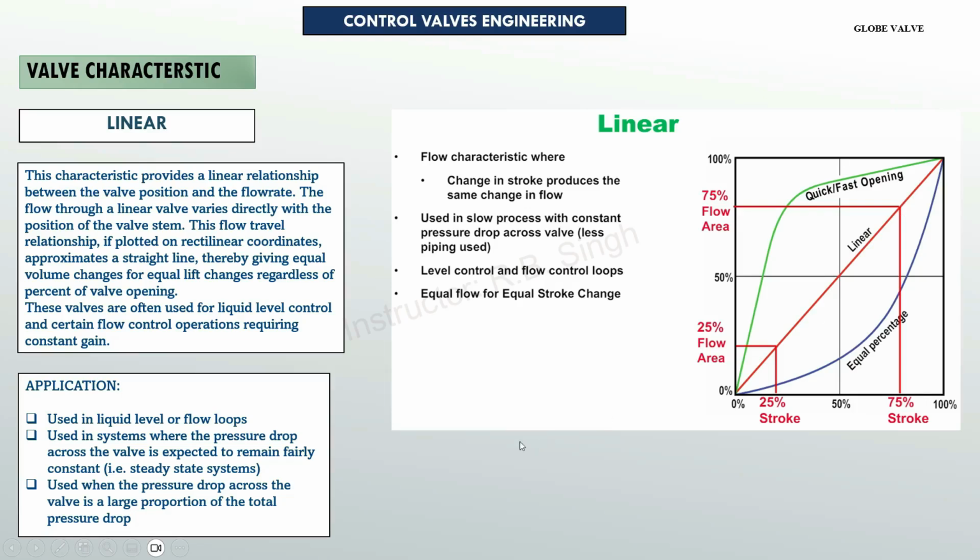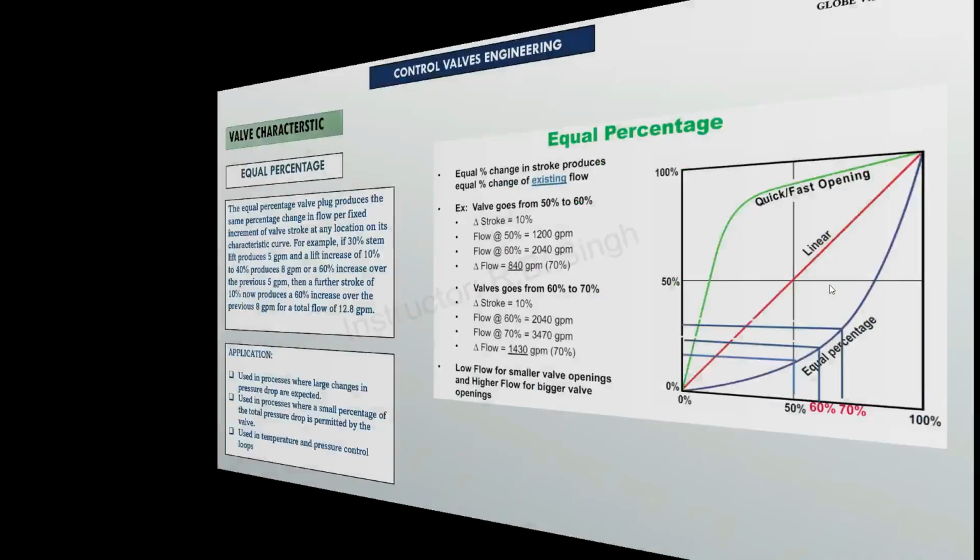The linear characteristics is used in liquid or flow loops, and also in applications where the pressure drop across the valve is expected to remain fairly constant. It is used when the pressure drop across the valve is a large portion of the total pressure drop. So if we have these kinds of applications, then we can choose the linear characteristics.